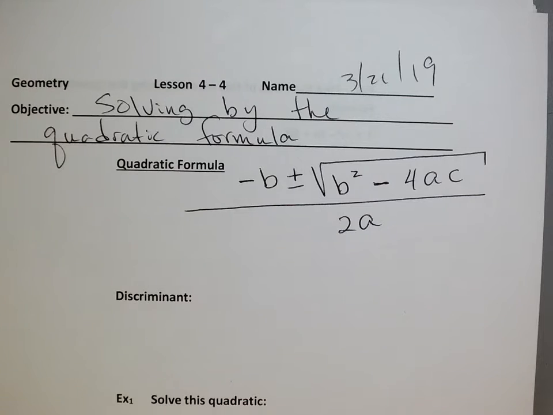So what it does is this. It'll solve for x every time, always. If you don't know how to factor, it'll always do it. It's just plug and chug. For me, personally, factoring is faster. This is just plug and chug. So how does it work?